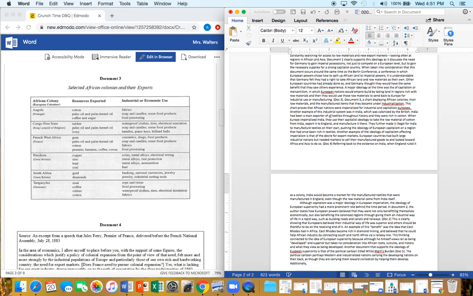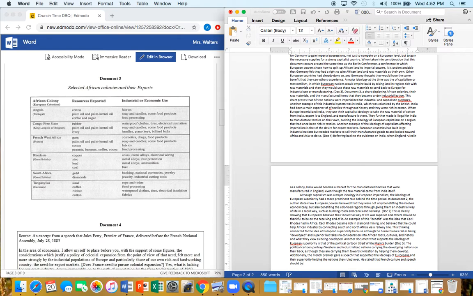Additionally, the French premier gave a speech that supported the ideology of Europeans and their superiority, helping the nations they ruled over. He stated that French culture should be spread to these regions for their benefit.